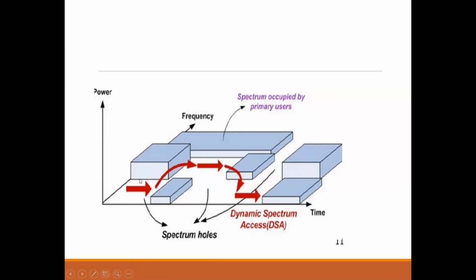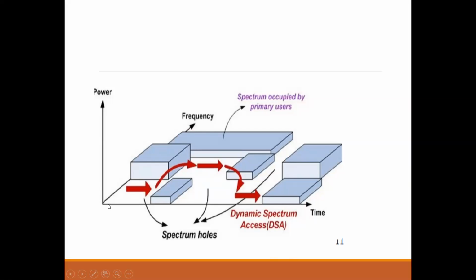I take this spectrum now. Next time, this is occupied, so I have to hop over here and then come here, and like that. Just think of a person jumping over the tiles, wherever it is empty. So the objective is, across the time in the frequency band, you have to check where the power level is minimum so that you can communicate without any interference.